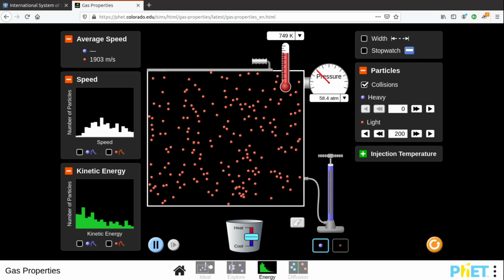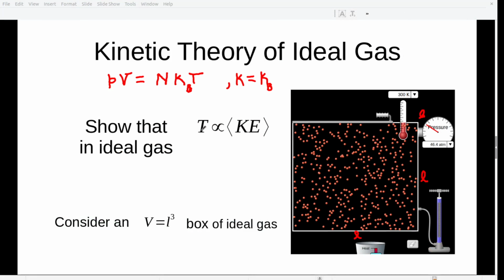What might that be? The average kinetic energy. That's what we're about to find out. We'll show that in an ideal gas, temperature is proportional to the average kinetic energy, right? And what is kinetic energy? Kinetic energy is the 1/2 mv squared of the particles. That's their kinetic energy: 1/2 their mass times their speed squared.